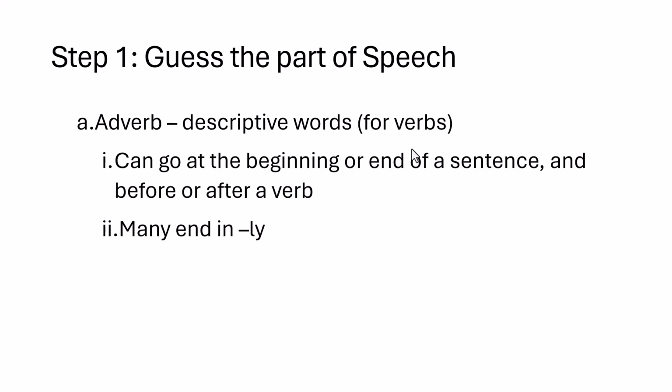They can go at the beginning of a sentence, the end of a sentence. They can also go before or after the verb. One clue you want to look for is when you have a two verb tense, like the progressive, the adverb is the only word that can go between the helping verb and the main verb. So you can have a sentence like, I am quickly running to the store. Adverbs are the only words that can go there.